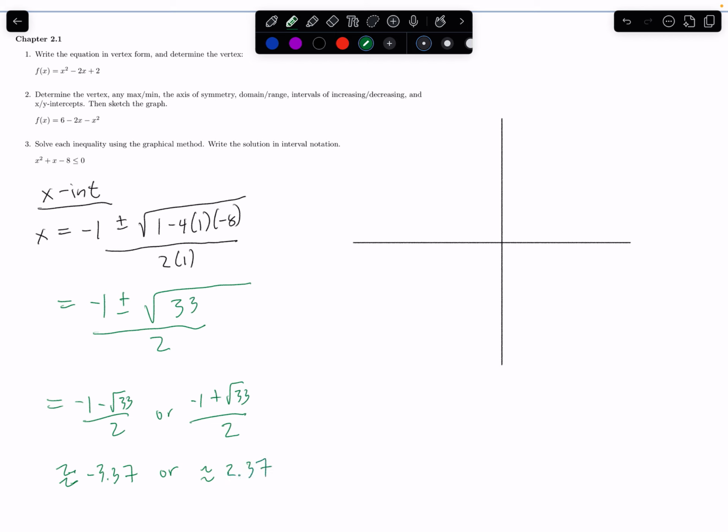Okay, so plot that. -1, 2, 3, 4. This is somewhere in between right there. And then positive 2.37, so 1, 2, 3, somewhere over there. It's a parabola opening upwards, so it goes something like this. And importantly here, it's less than or equal to 0 in this region in between. Right? So with that information, I'm already ready to answer the question.